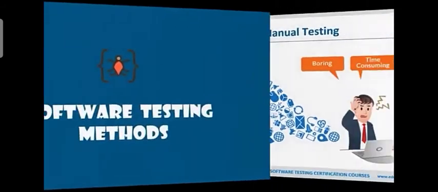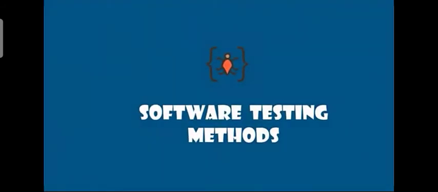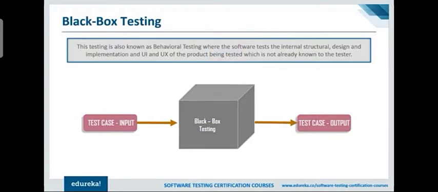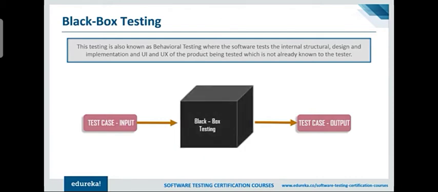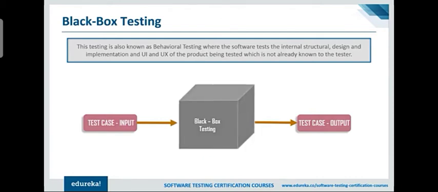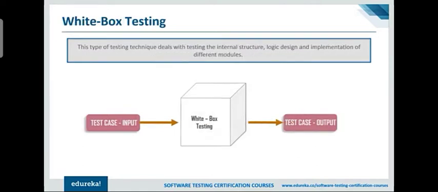Now let's see different testing methods of software. First is black box testing. This testing is also called behavioral testing, where the internal structure, design and implementation, and the user interface of the product that is being tested is not known to the tester. So that is the reason it is called black box, where the input is passed as a test case to the black box, but the internal implementation details are not known to the tester and the output is being given.